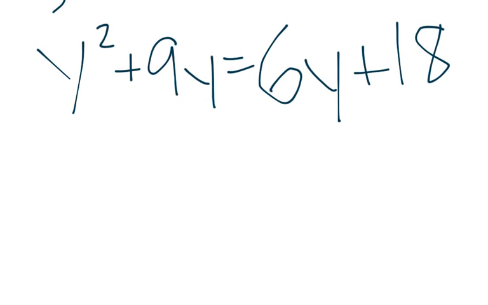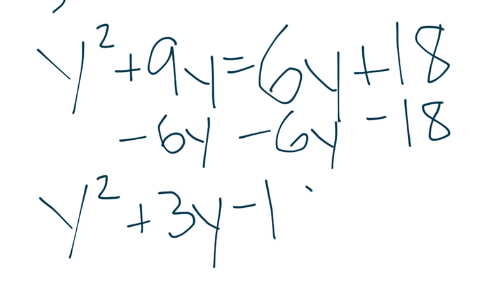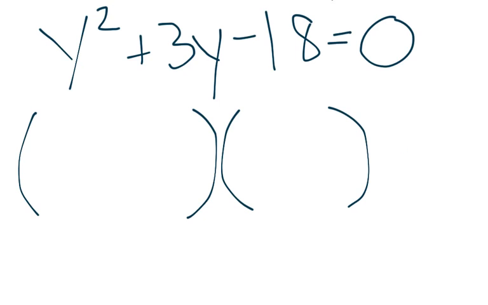Whenever you have y squared, a y, and a number, that means we're dealing with a trinomial, and we want to put everything on the same side of the equal sign and set it equal to 0. So we're going to subtract 6y from both sides, and we're going to subtract 18 from both sides. So we can subtract this 6y from this 9y, so we have y squared plus 3y minus 18 equals 0. Now we are going to look for two numbers that multiply to equal negative 18 and add to equal positive 3.